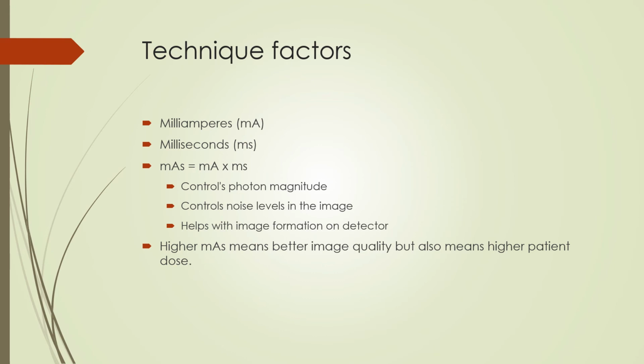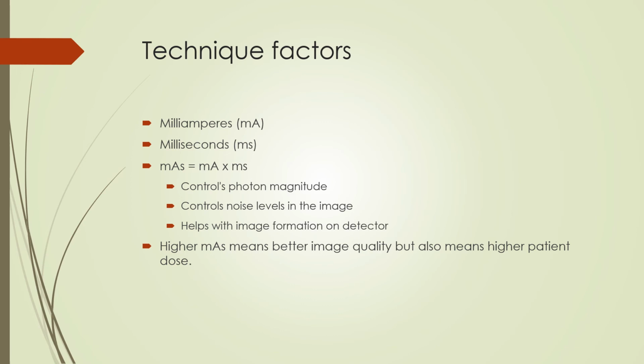Another technique factor that is selectable at the control console is the tube current in milliamperes, or mA, and the exposure time in milliseconds. On some machines, the milliampere-seconds, mAs, is selectable. The product of mA and exposure time is the mAs. If 200 mA is selected and an exposure time of 100 milliseconds is chosen, the mAs is equal to 200 mA times 100 milliseconds, which is 20 mAs.